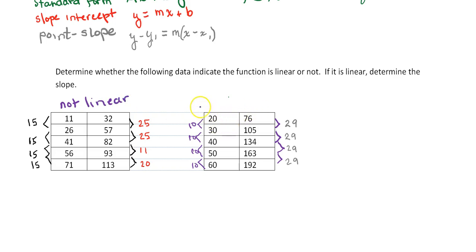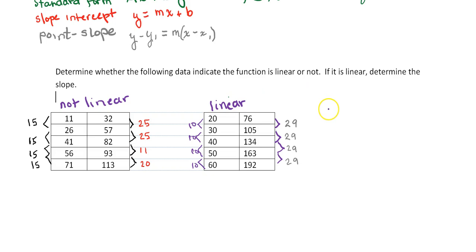Now if you take a look at this one, we're going up by tens. And on each of those tens, I am going up 29. So because they're constant, and because we're only given this much data, we can assume that that's the only data we need to look at. This is going to be a linear function.